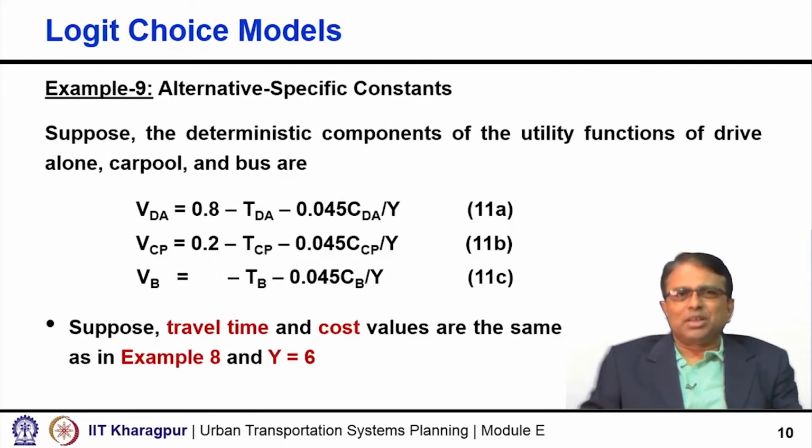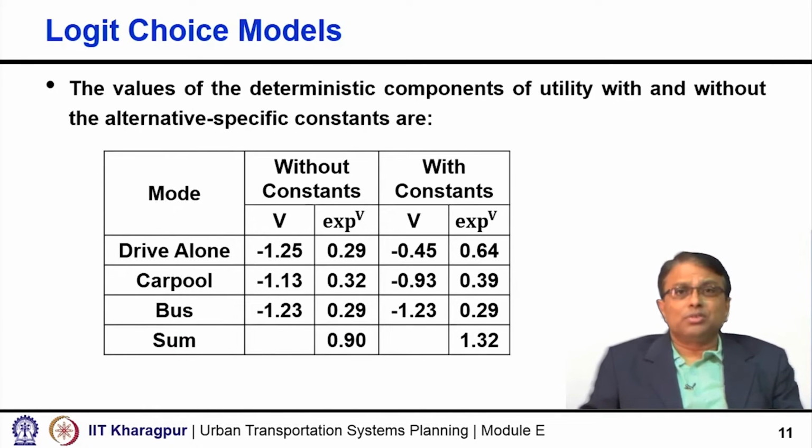That means, same example you can see 11a, 11b, 11c, they are similar in terms of the travel time and travel cost and income consideration, even the coefficient. The only difference is the alternate specific constant. So, if you consider alternate specific constant, then with and without alternate specific constant, how the values are there. Now, of course, without we have already worked out earlier, but I am again showing it so that you can just see it side by side and you can compare the values.